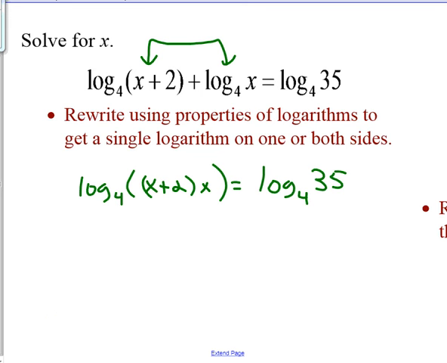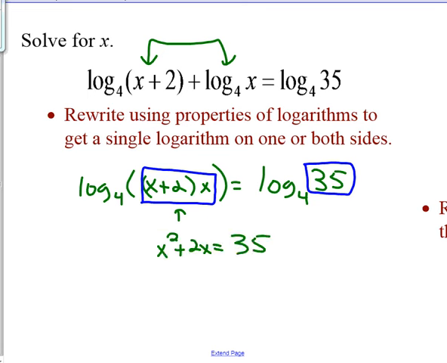I have two sides of my equation, which both are log base 4. So this will only be true if this argument, the thing inside this log, is equal to the thing inside the other log. So I can simplify this equation by simply eliminating the logs and saying this, which when you distribute turns into x squared plus 2x, has to equal 35. Otherwise, my two sides will not be the same. Now we're getting at a quadratic equation.